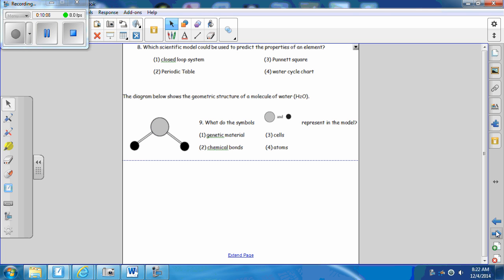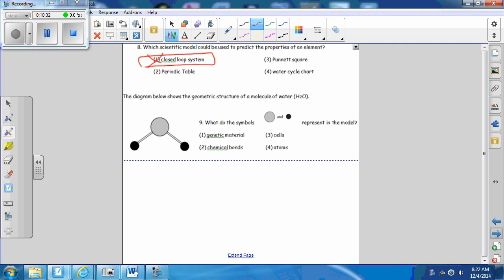Which scientific model can be used to predict the properties of an element? This is the model that you may use to predict the properties of an element. How many people have ever heard of a closed loop system? I have not taught that to you yet, and I probably will not. It doesn't exist in this field that we're looking at. So that's wrong.